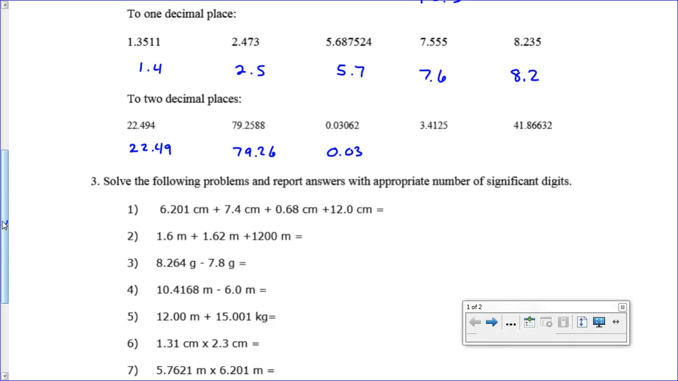Next one, 3.4125, go through the hundredths place, cut it off. That's a 2 afterwards, so it rounds down, 3.41. And then the last one here, 41.86632, go through the hundredths place, cut it off. That's a 6, so it's going to round up, so it ends up being 41.87.